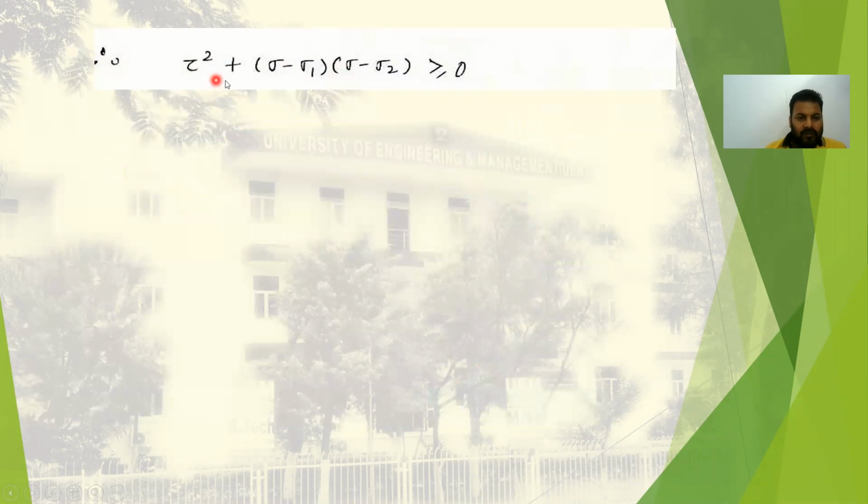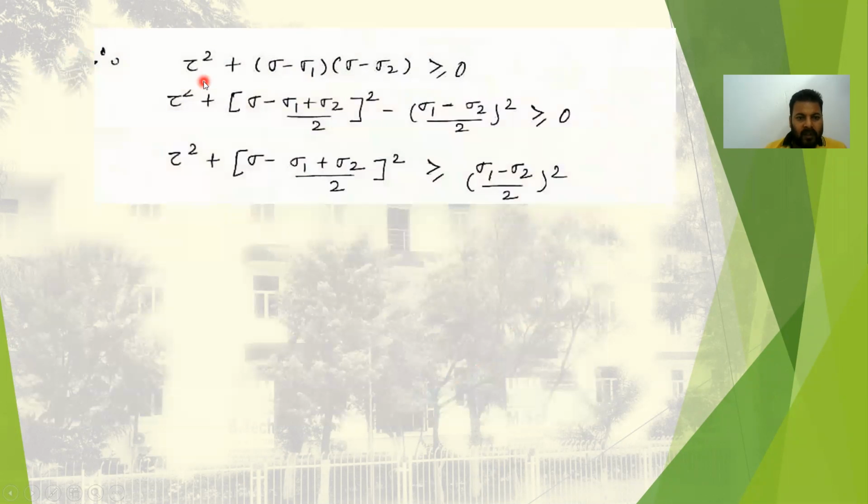So this expression is copied from the last slide, and let's do some further simplification. It has been simplified as tau square plus (sigma minus (sigma 1 plus sigma 2) by 2) square minus ((sigma 1 minus sigma 2) by 2) square greater than or equal to 0, and this is the simplified form. Again we shall compare it with the standard equation of a circle by considering only the equality symbol. We will consider the inequality symbol later on.